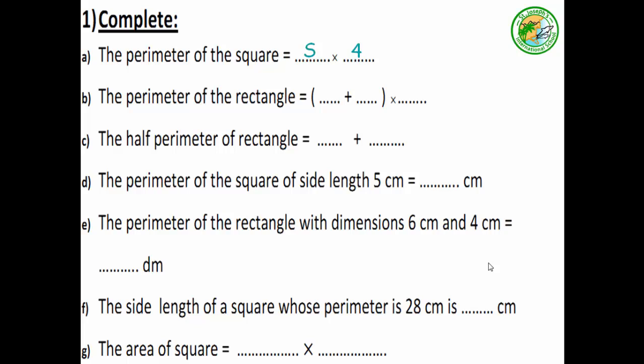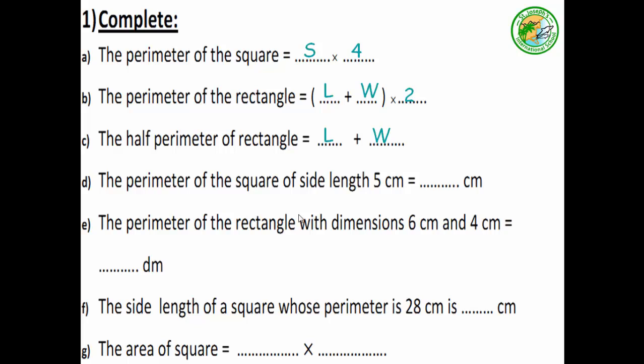Letter B, the perimeter of a rectangle equals... here also we want to write the rule. The perimeter of a rectangle equals length plus width times 2. The half perimeter of a rectangle: the perimeter of a rectangle is length plus width twice, times 2. So half of the perimeter will be length plus width.